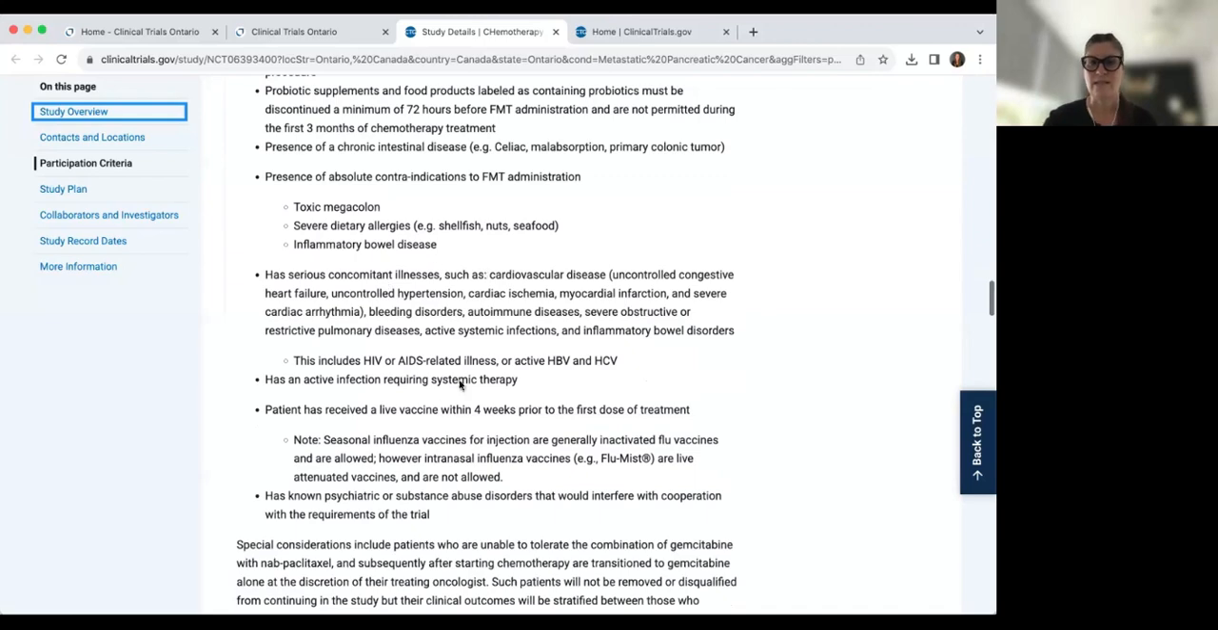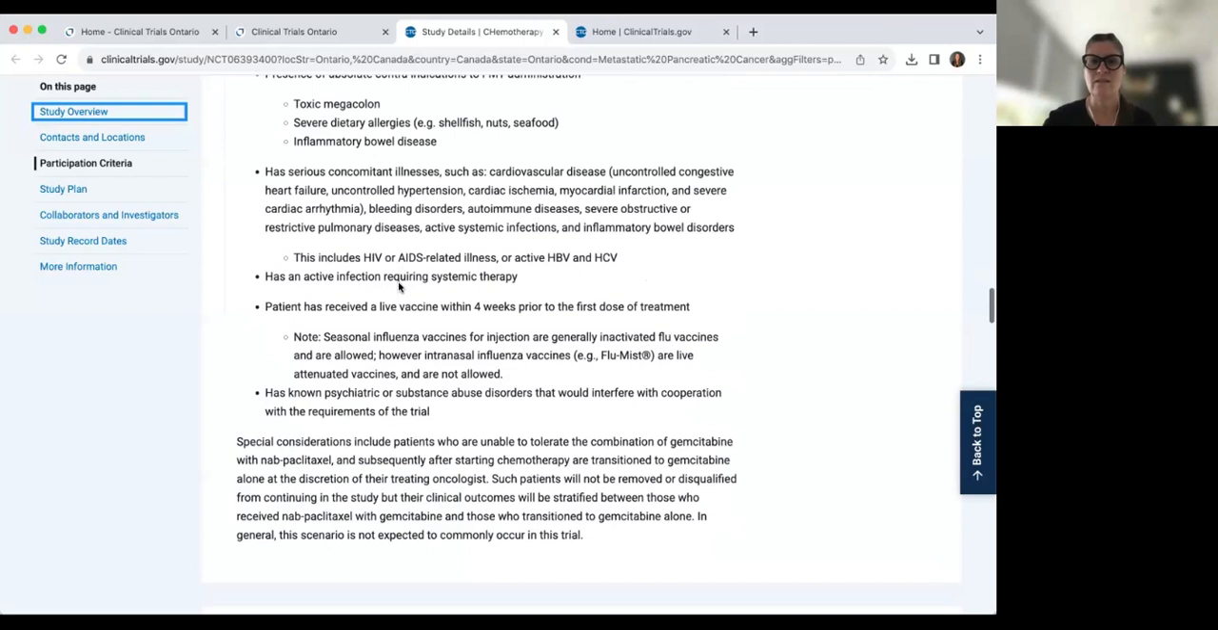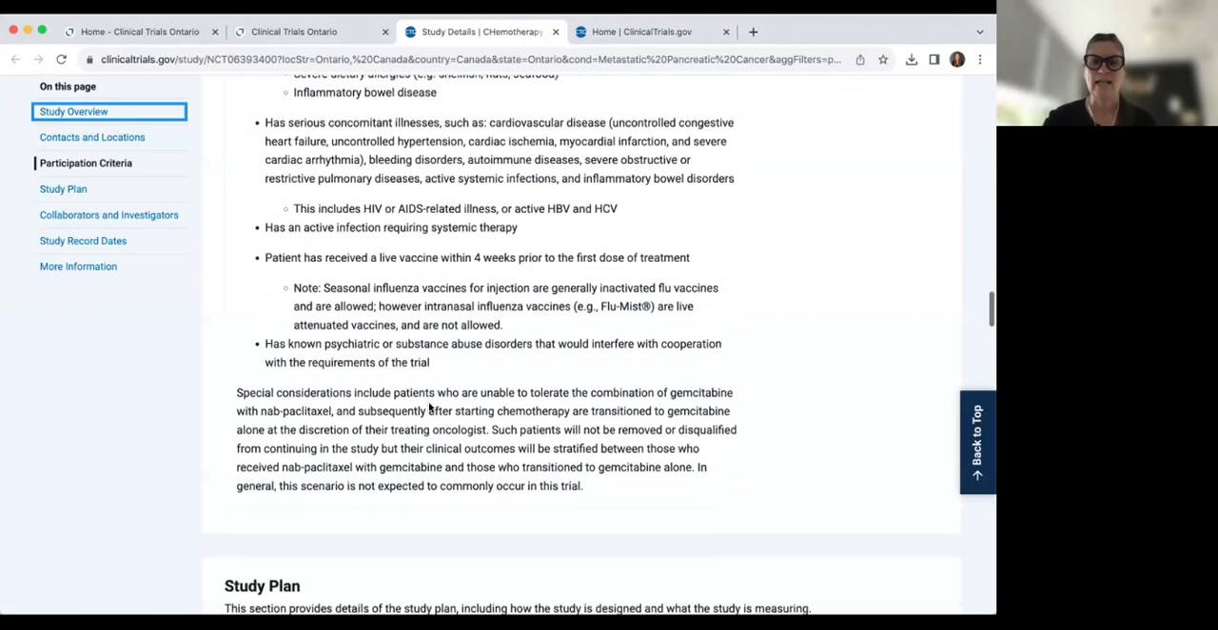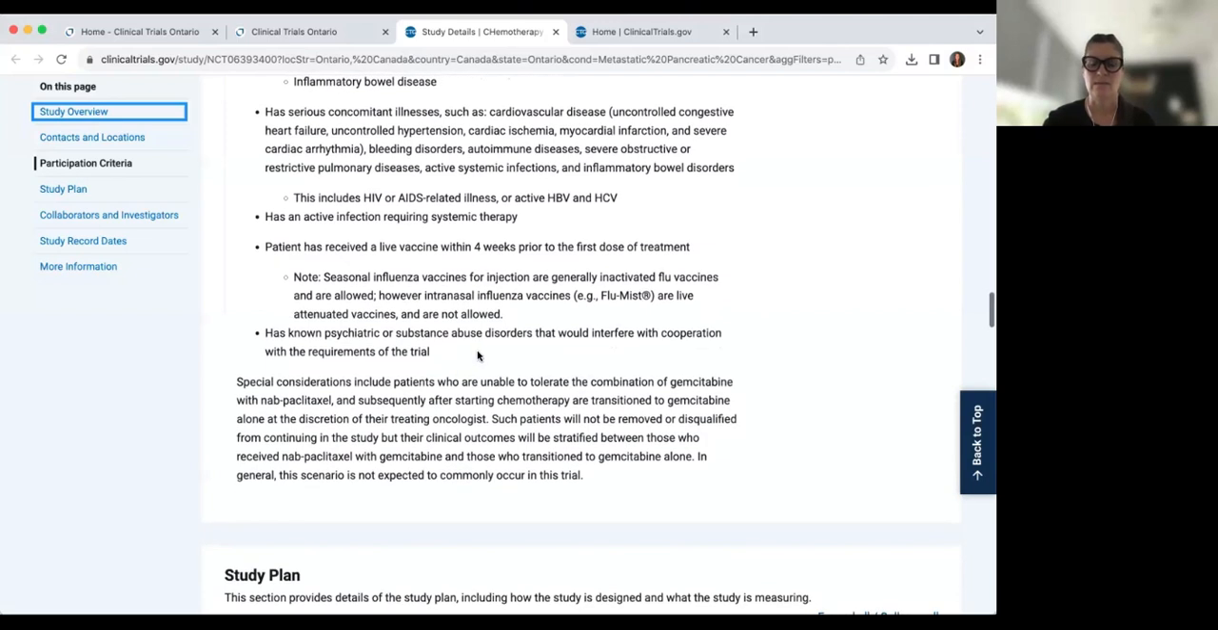Also, different diseases you'll see here, which would exclude you from the study. If you have an infection that requires systemic therapy, if you've received a live vaccine recently, that's going to make you ineligible also, and substance abuse disorders as well. And then they've got some other things here too. So you can see sometimes these lists are quite lengthy. And again, if you're not too sure about some of these, it's probably a good idea to have a conversation with someone on the team if you're interested in those things to help you understand some of those for sure.